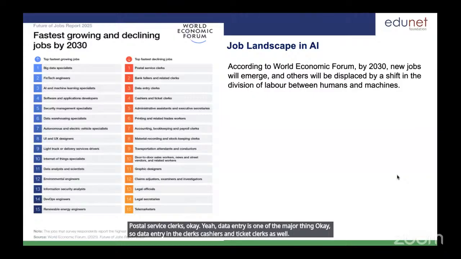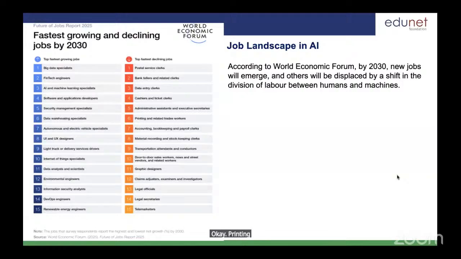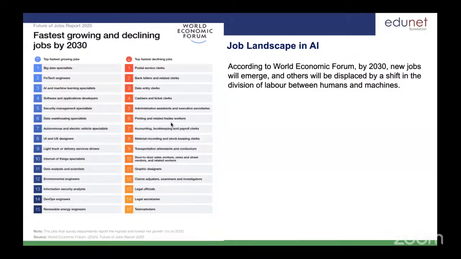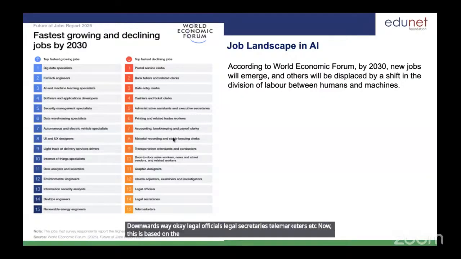Okay. Printing and related trades work. Even this is getting declined. Bank tellers and related clerks, graphic designers, right? So these are a few jobs which are going in a downward way. Okay. Legal officials, legal secretaries, telemarketers, etc. Now, this is based on the World Economic Forum, by 2030.